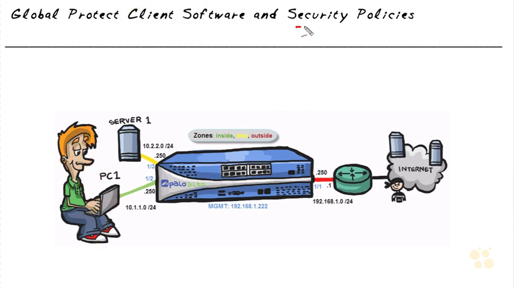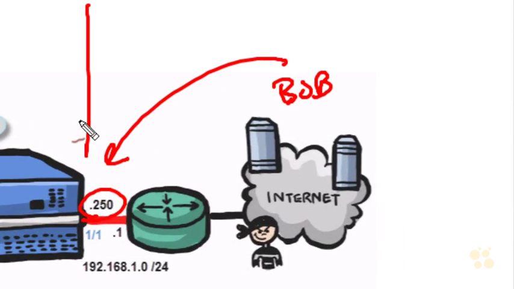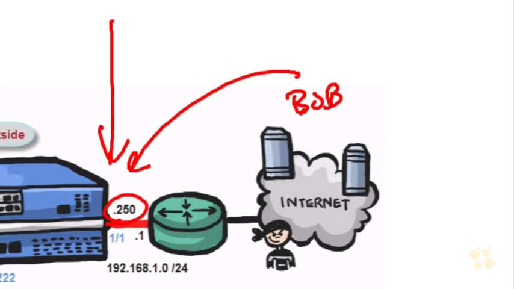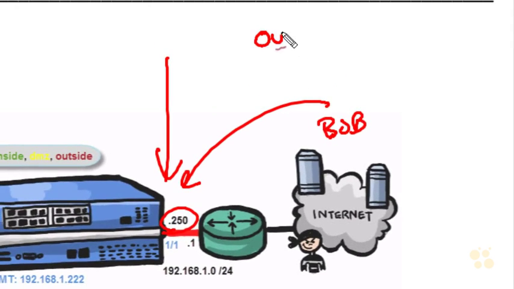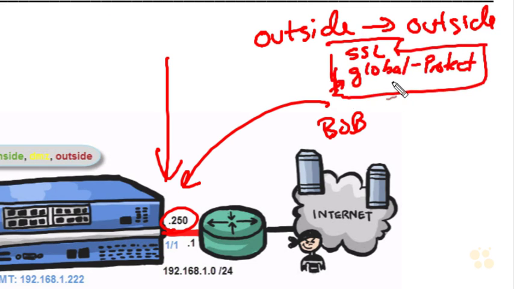The other challenge we need to address is security policies. So if Bob out here on the internet wants to build an SSL connection initially so he can download the software client, we need to permit some traffic right here on this outside interface. And so in our security policy, it'll be from the zone outside, that's where Bob is, going to outside, which is where this IP address is. And we'll need to allow SSL. And there's also some Global Protect apps that we can add as well in the permit list. So that can allow Bob to connect, download the client, and get up and running.